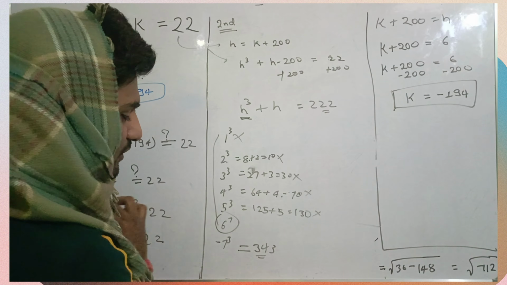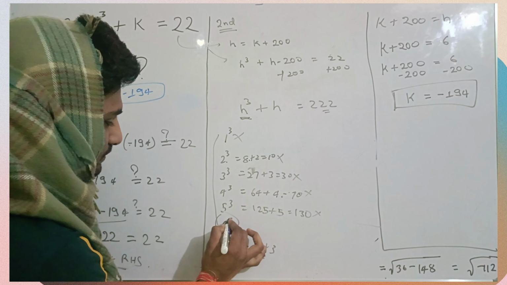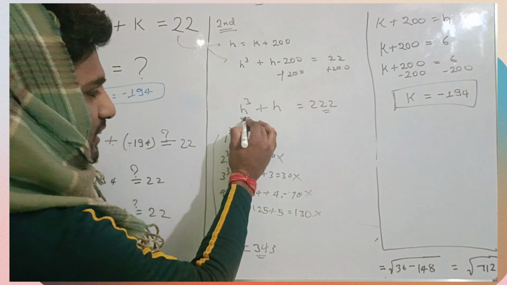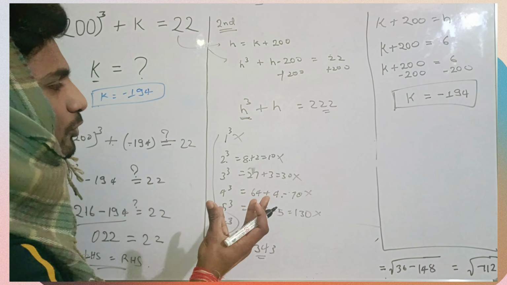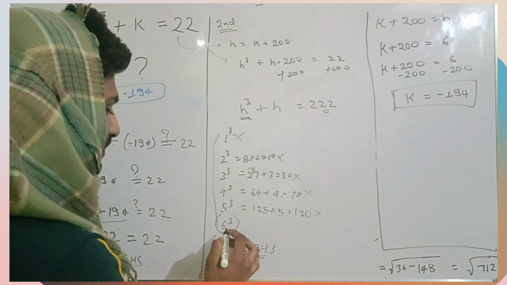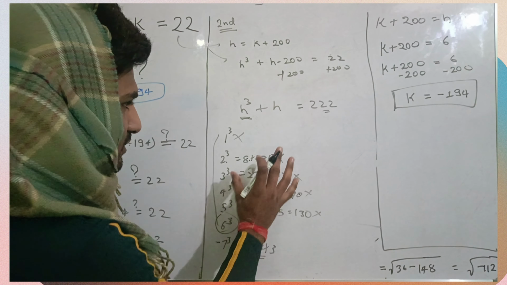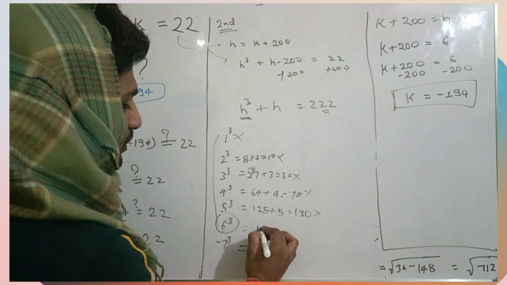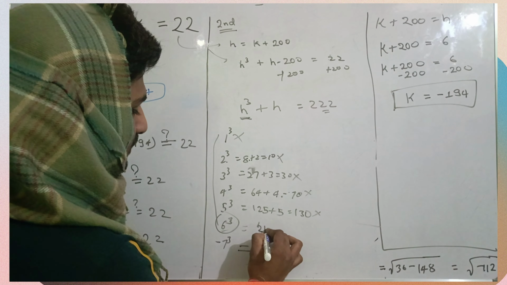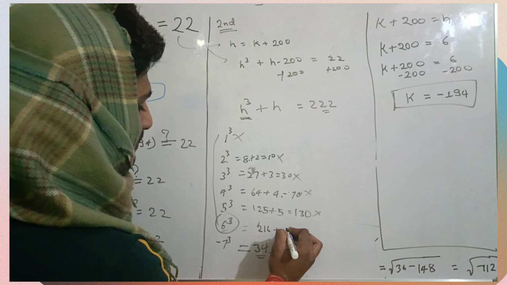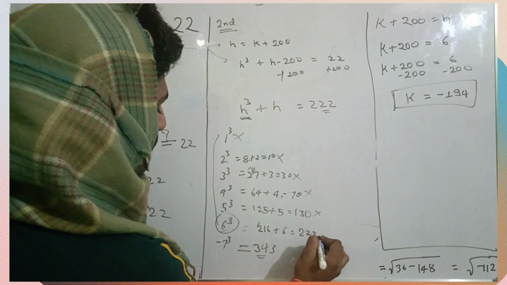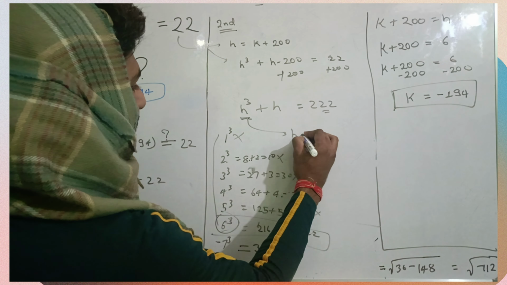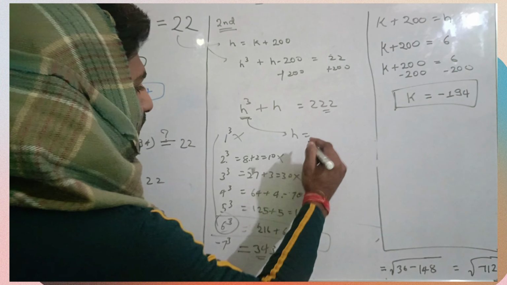So we are only left with 6 cube. It means this must satisfy the expression, as it is in the form of a proper integer. So this must satisfy. 6 cube is equal to 216, and plus h, which is plus 6, is equal to 222. Hence our value of h is equal to 6.